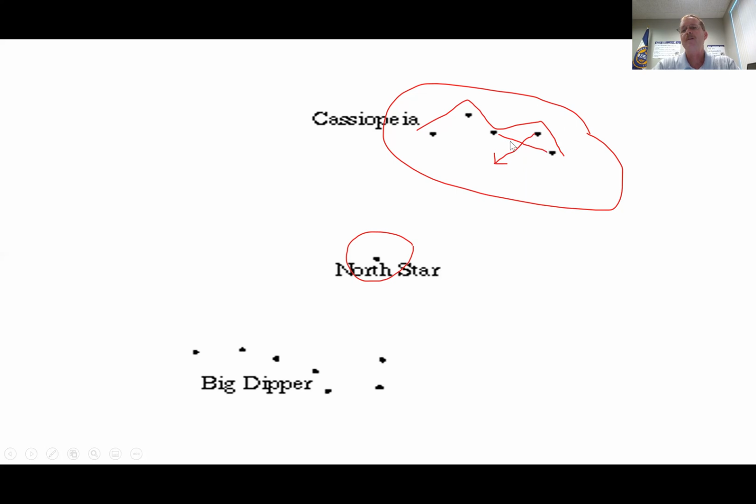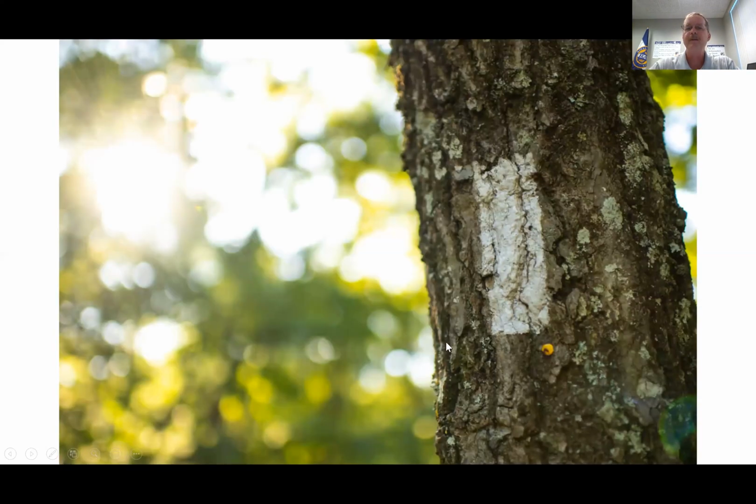For me, when I look at Cassiopeia, I draw this line here on the flatter part of the W, put an arrow through that, and it'll point down here to the North Star. So that's another method you can use during the winter months when it may be more difficult to find the Big Dipper.